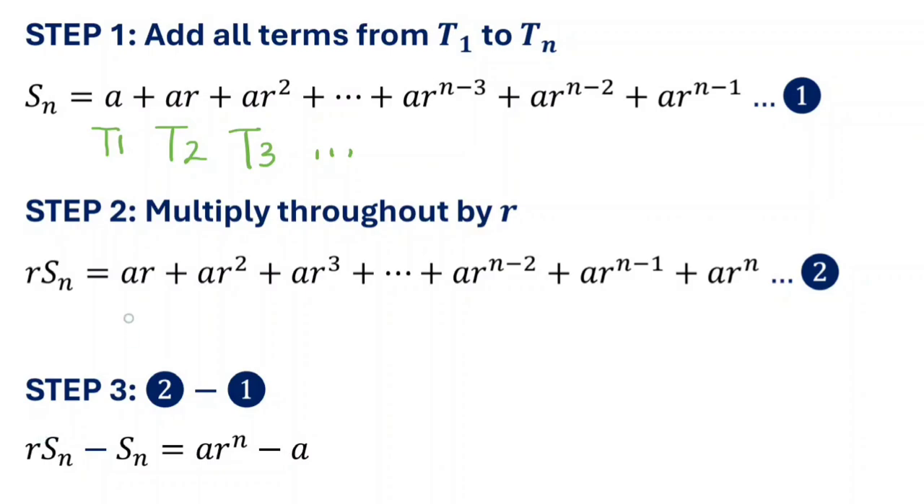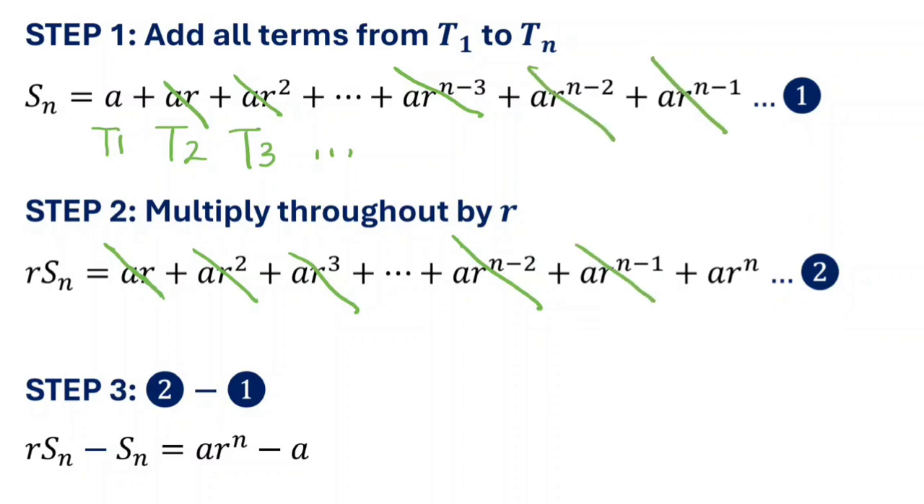Then what we notice is that in our second equation we have AR, and that also exists in the first equation. So when we subtract the first equation from the second equation, there are some terms that are going to cancel out. AR squared minus AR squared. AR cubed, remember the next term here is AR cubed, so it will cancel out. All of the terms in between will cancel out as well. The same thing with AR to the power n minus 3. It exists in here. AR to the power n minus 2 cancels out. AR to the power n minus 1.